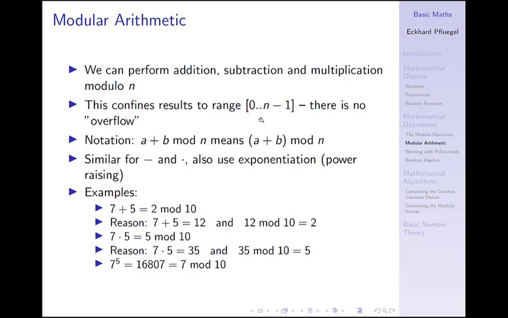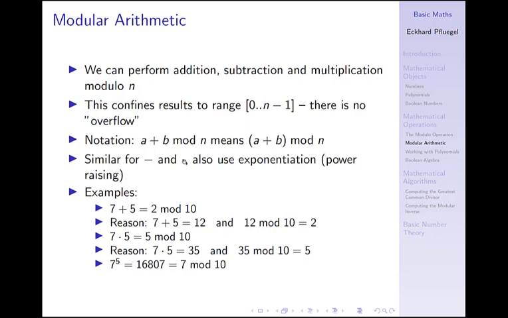And then in terms of notation, we write simply a plus b mod n. What this means is to take first the sum of a and b, and then take that result modulo n. Same for the minus operator, for times, and you can also use it for exponentiation, so raised to a certain power, mod n.